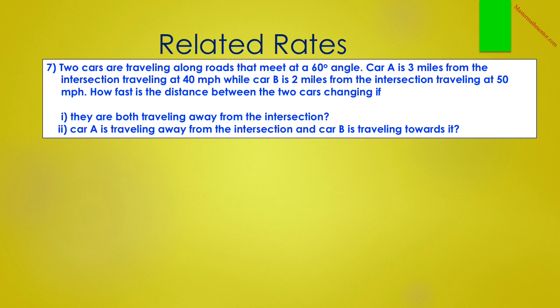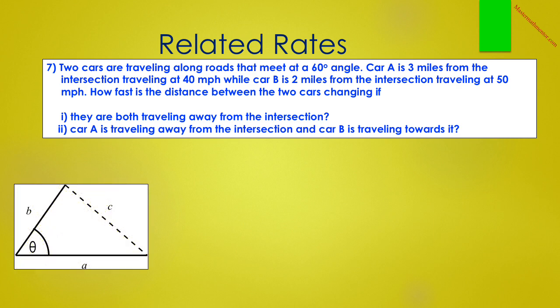Number 7 reads: two cars are traveling along roads that meet at a 60-degree angle. Car A is 3 miles from the intersection, traveling at 40 miles an hour, while car B is 2 miles from the intersection, traveling at 50 miles an hour. How fast is the distance between the two cars changing if, first, they are both traveling away from the intersection, and second, car A is traveling away from the intersection, but car B is traveling towards it?